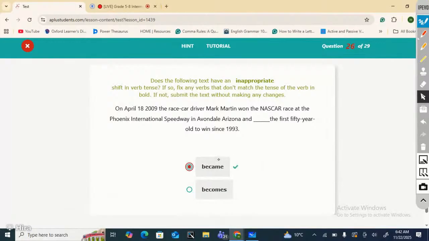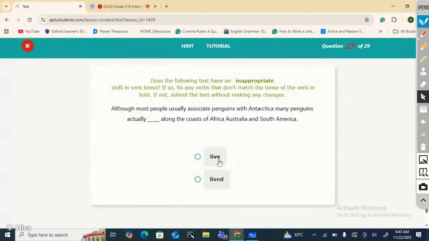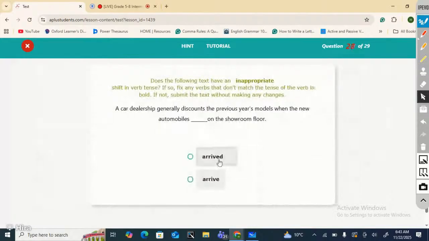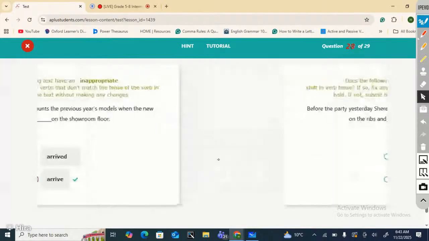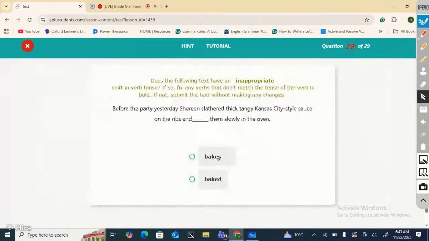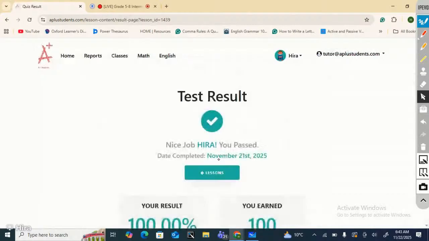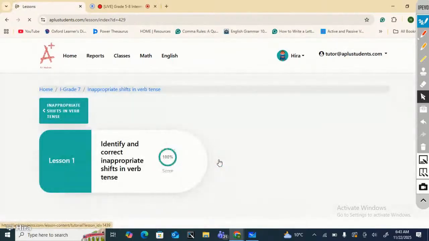I guess we don't have any more. Yes. Okay, guys. The test is complete today, and I hope you understand the topic. I hope you know how to identify and correct inappropriate shifts in verb tense.